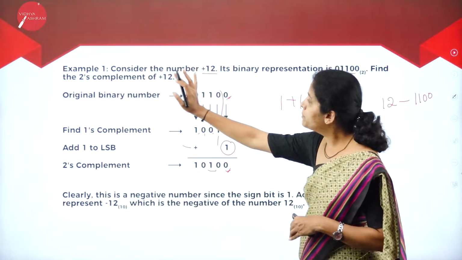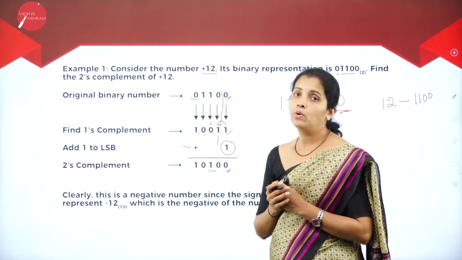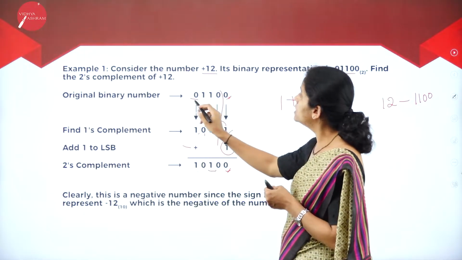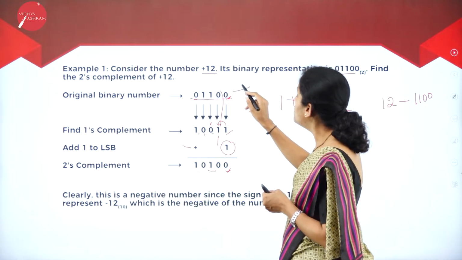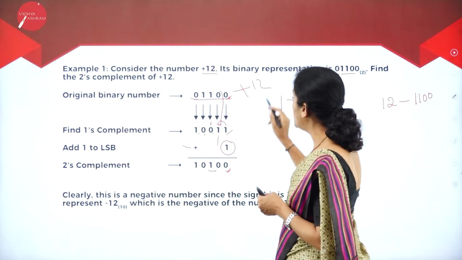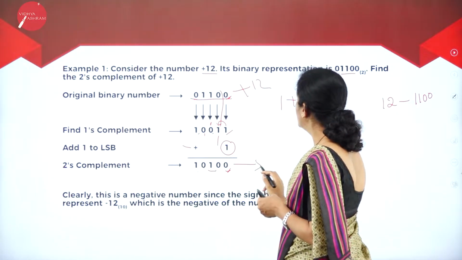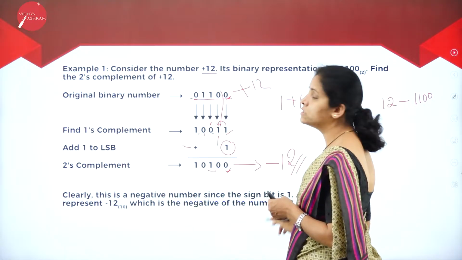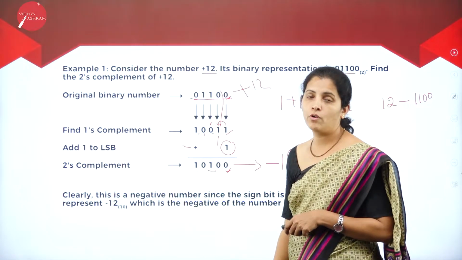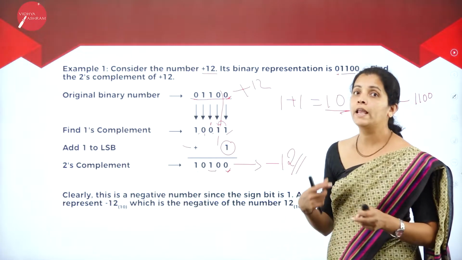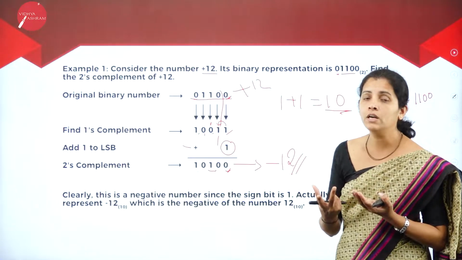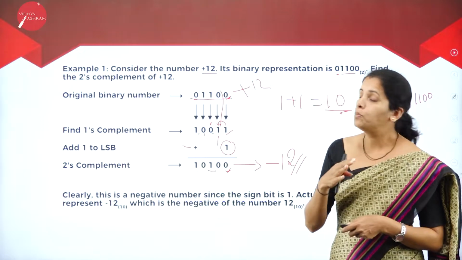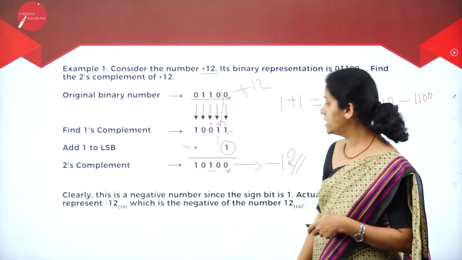According to the problem, what did I want to do? I wanted to convert the positive number to its negative. This is my positive number, plus 12, and this is my negative representation, minus 12. So this is the way I can perform negation. Why do I require negation? In order to convert a positive number to negative and a negative number to positive, I require negation.